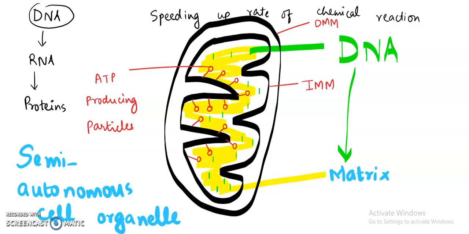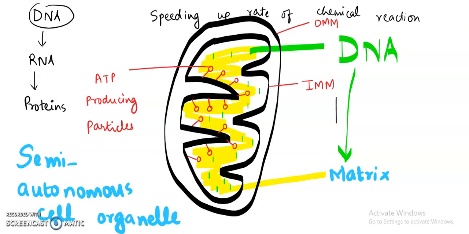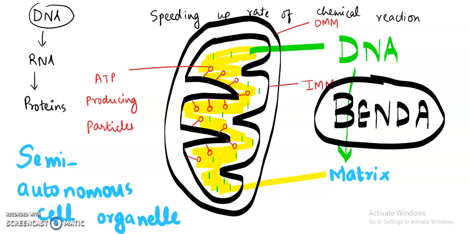Before we end up, we also need to learn one more thing. The name of the scientist is being given in the NCERT. So we will learn the name of the scientist who discovered mitochondria, and his name is Benda. Benda is the name of the scientist who discovered mitochondria. Only this much is important in mitochondria.